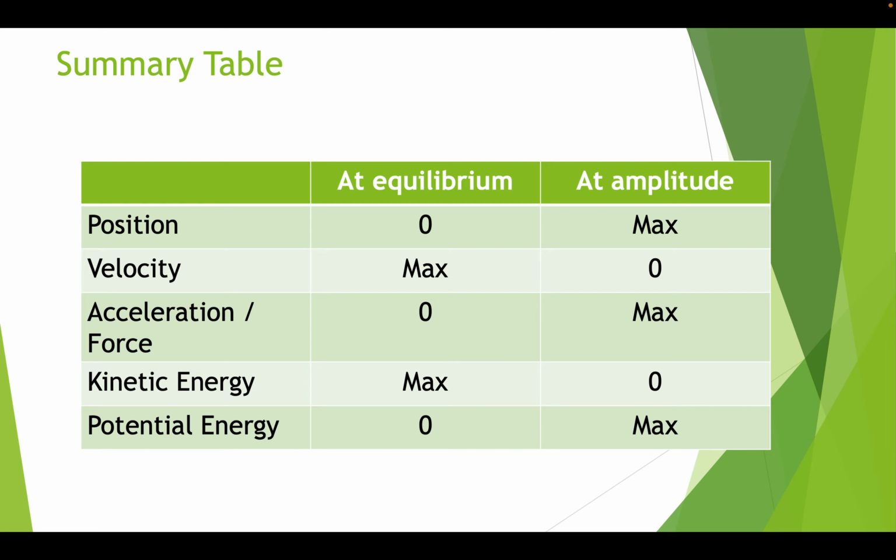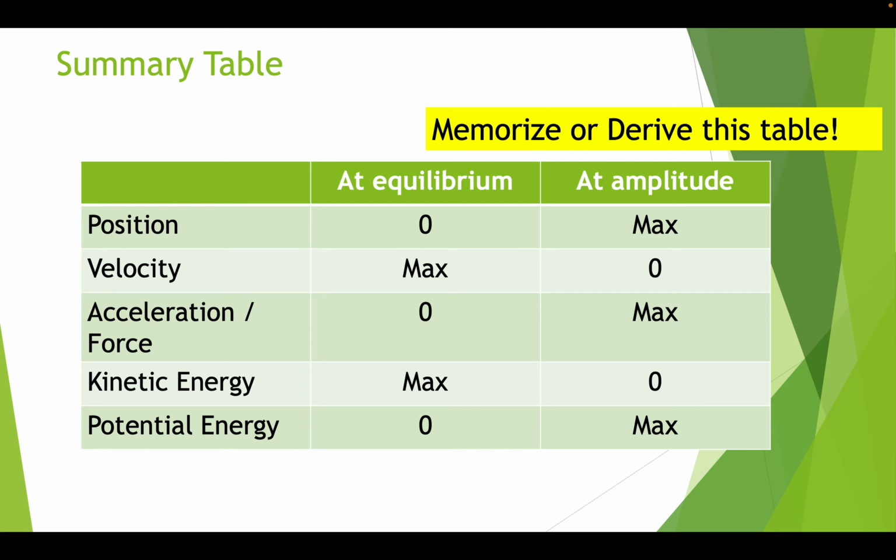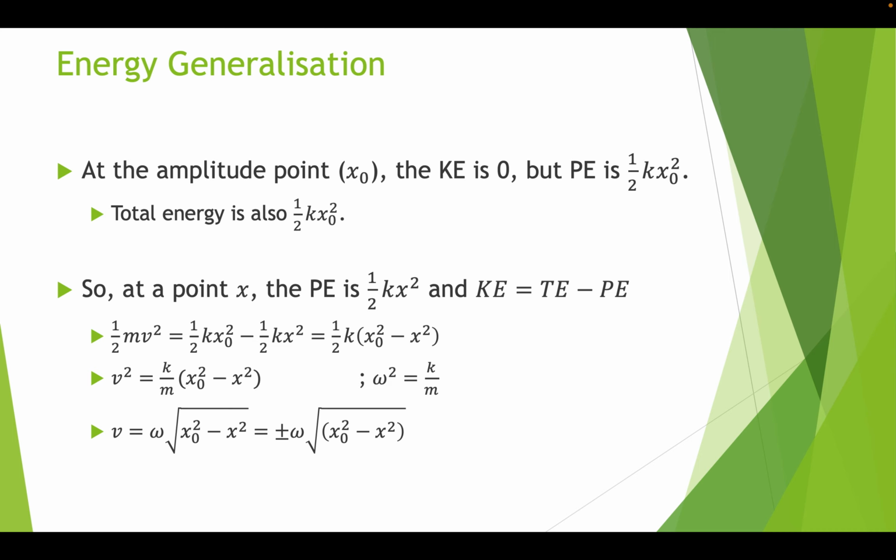Ma equals kx. Kinetic energy, because it's 1/2 mv squared, matches your velocity function. Potential energy would be the opposite of that. So be able to derive this. It should take you less than 30 seconds to derive this table. In general, besides at the equilibrium or the amplitude points, sometimes we'll need to calculate this.